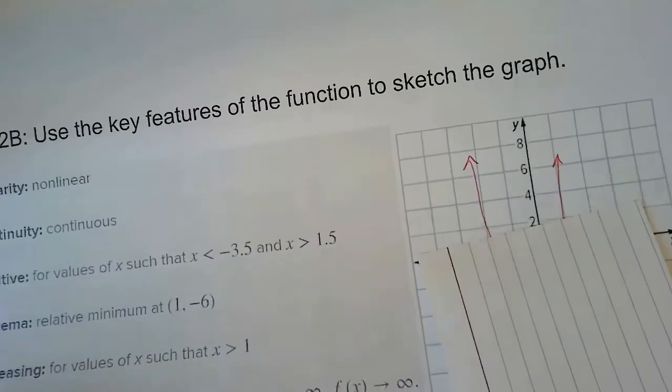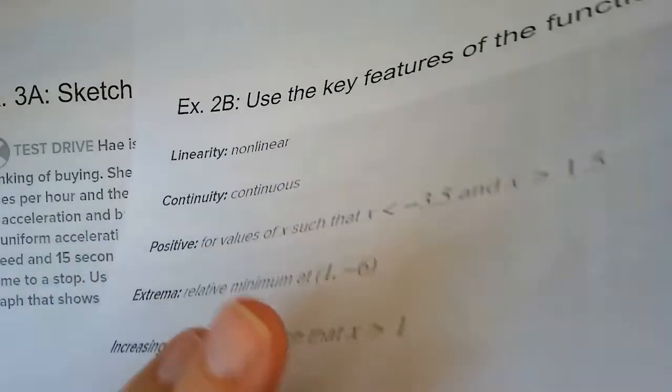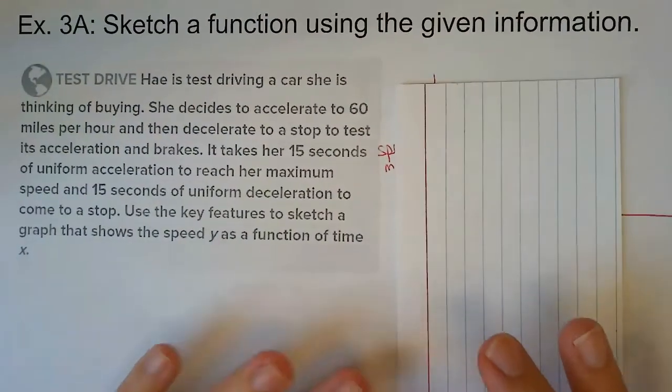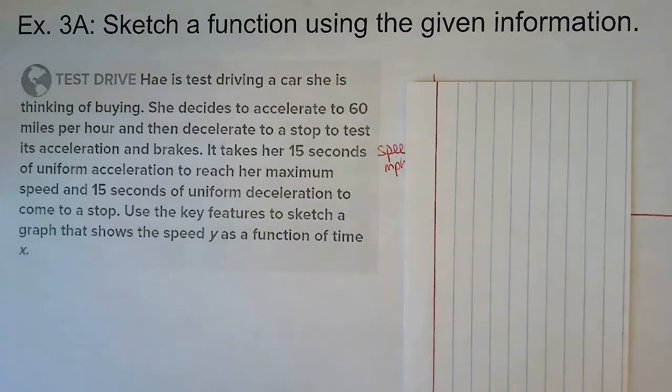Then the last example is just doing a real world example, but doing something similar where you're trying to make sense of it. So here's the scenario. Hay is test driving a car she is thinking of buying. She decides to accelerate to 60 miles per hour and then decelerate to a stop to test its acceleration and brakes. It takes her 15 seconds of uniform acceleration to reach her maximum speed and 15 seconds of deceleration to come to a stop. Use the key features to sketch a graph.